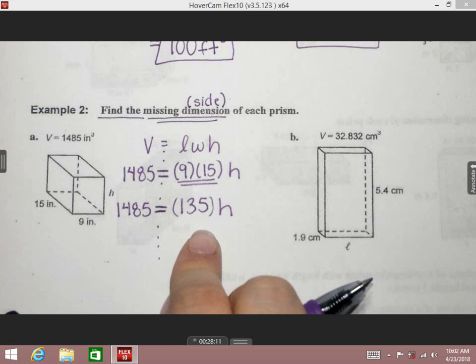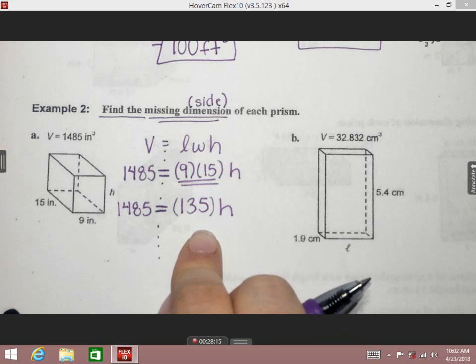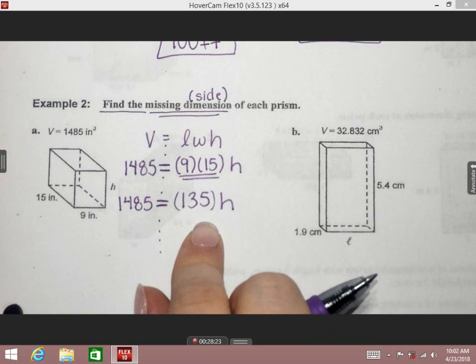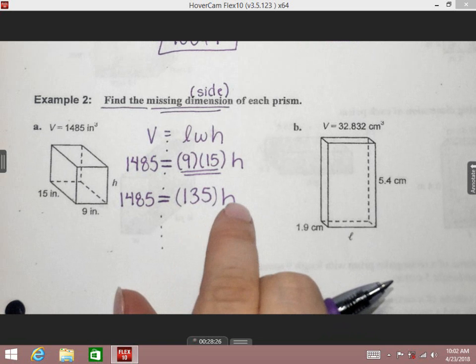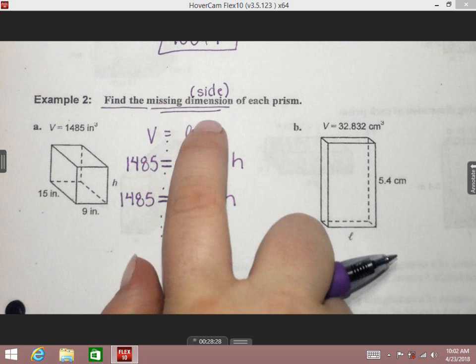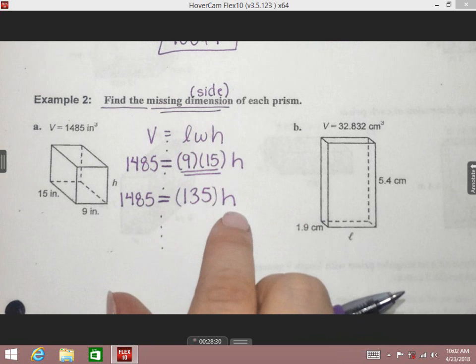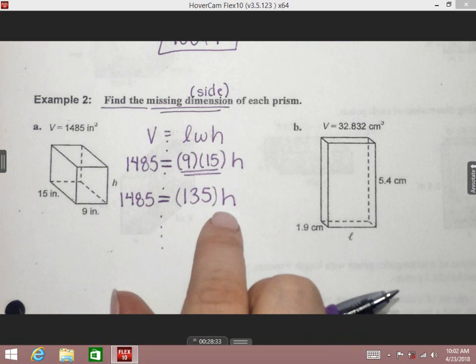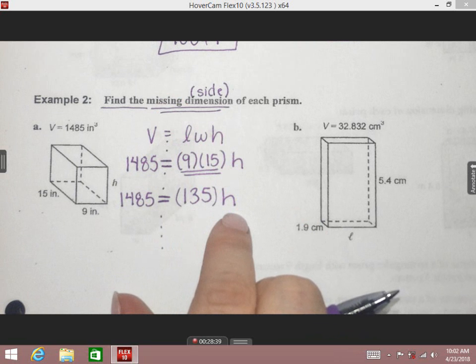This is called an equation. We had a test on equations. Then we solved inequalities just like equations. And now we're doing geometry, and we still see equations. Remember, our goal here is we want to know that missing dimension. We want to know what H is. Do I want to know what 135 times H is? No, I want to know what H is.